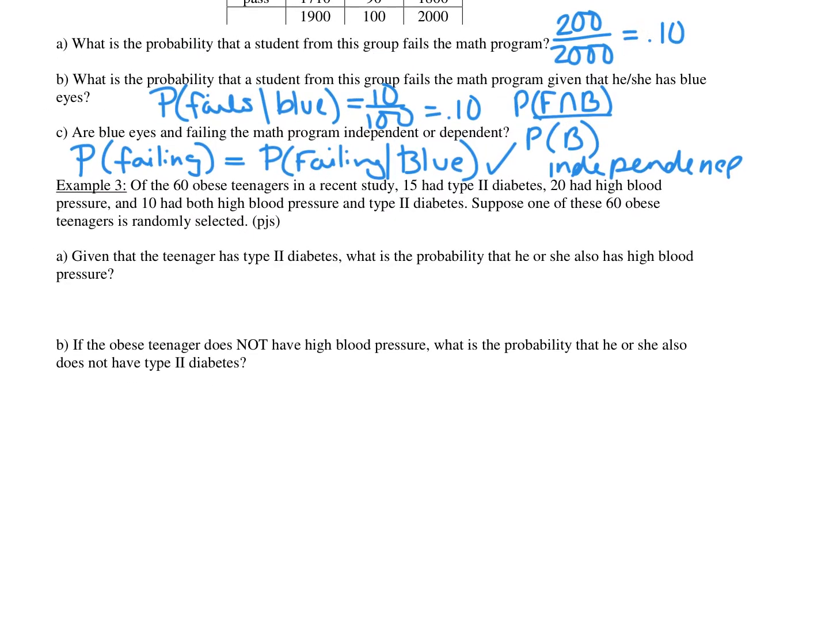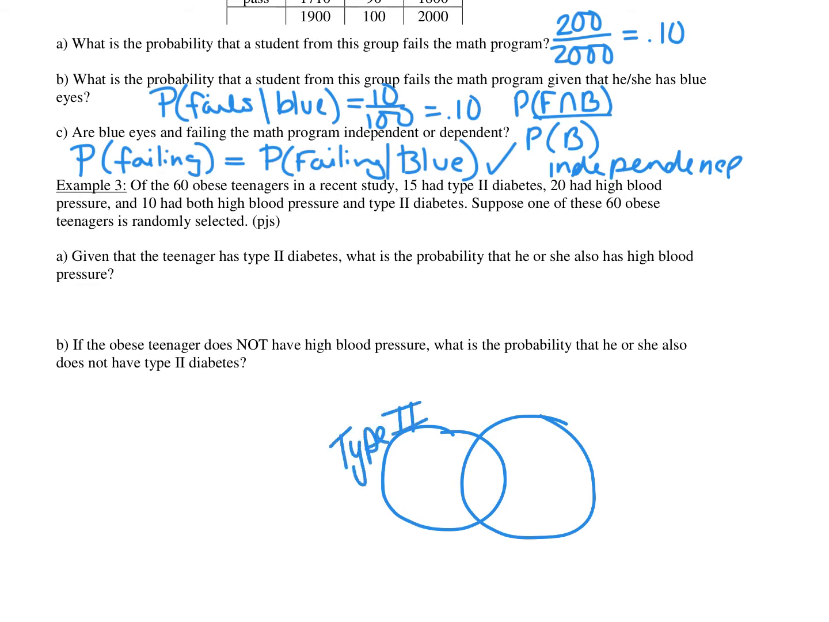Okay, example 3. Of the 60 teenagers in a recent study, 15 had type 2 diabetes, 20 had high blood pressure, and 10 had both. Suppose one of the 60 obese teenagers is randomly selected. Okay, so again, I'm a visual learner. You could probably do a two-way table. I'm going with a Venn diagram. It's just usually my method of choice.